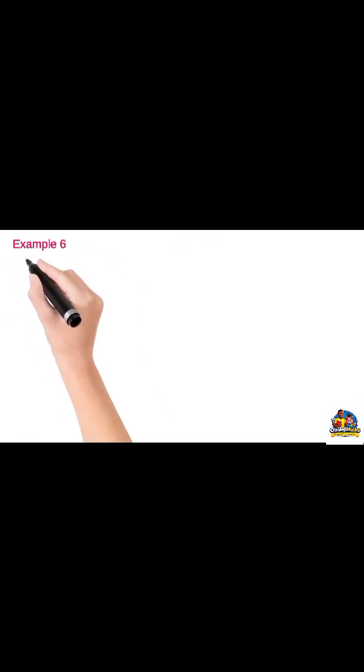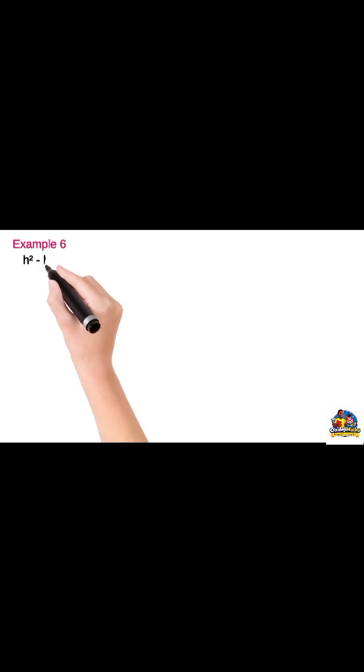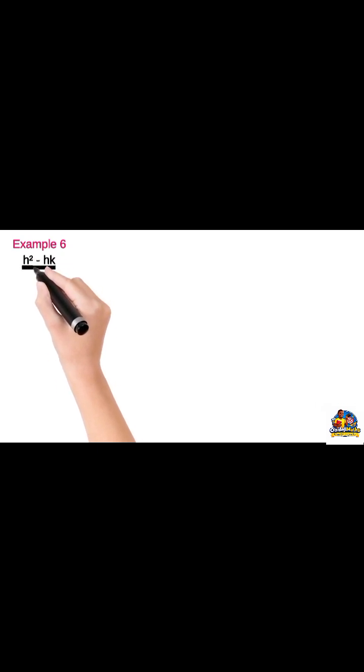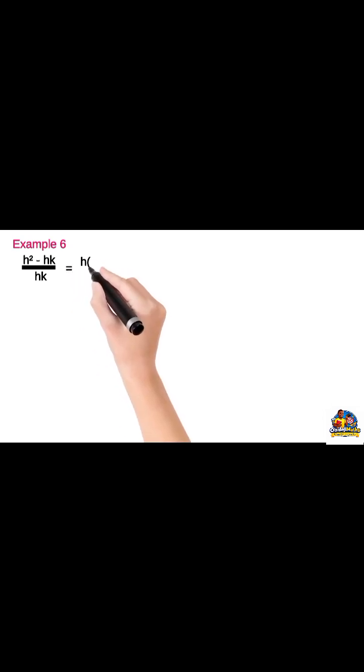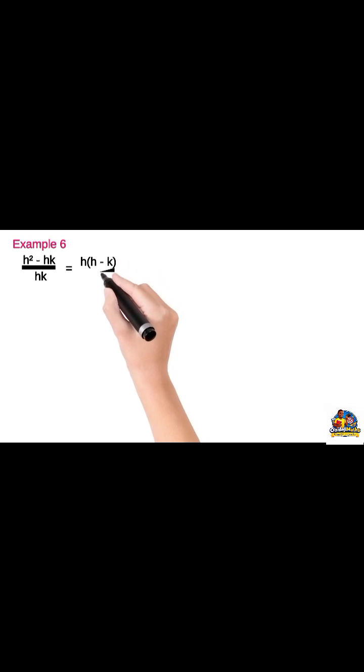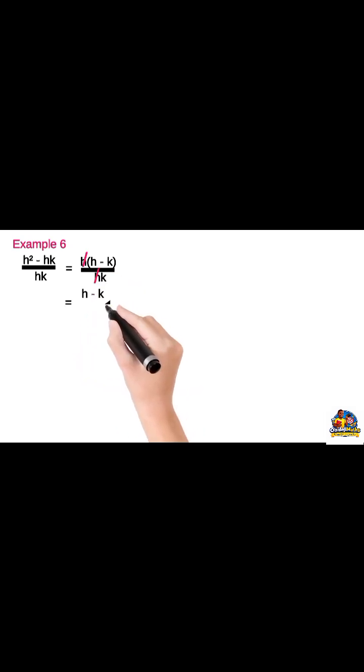Example 6. H squared minus HK over HK. Numerator, you will notice that H is common. Bring that H out. It will remain H minus K over HK. H cancels H. So you are left with H minus K over K.